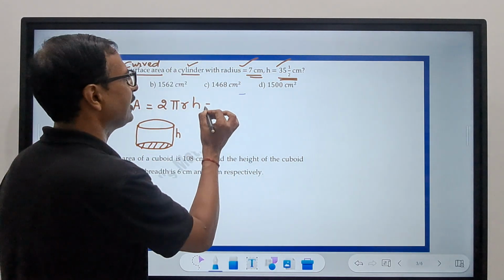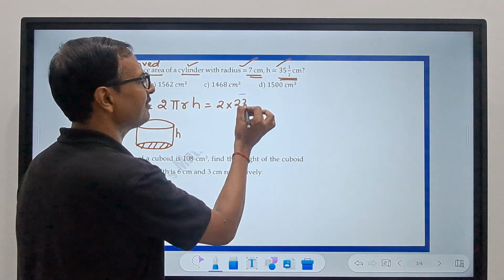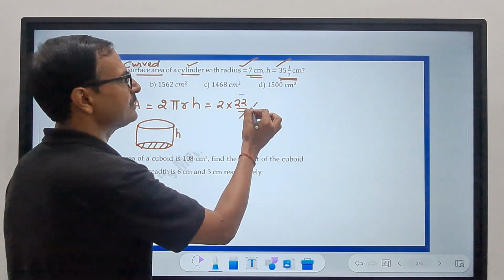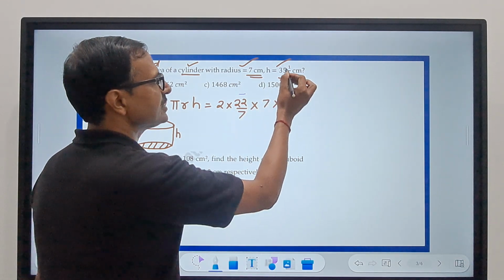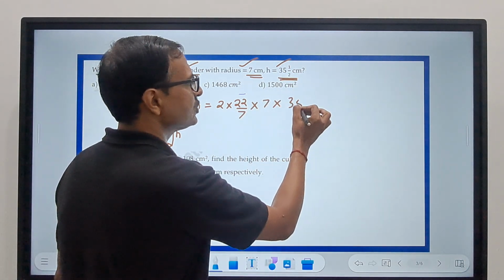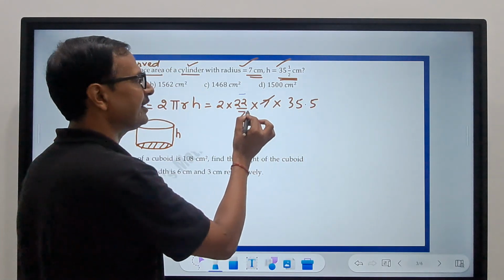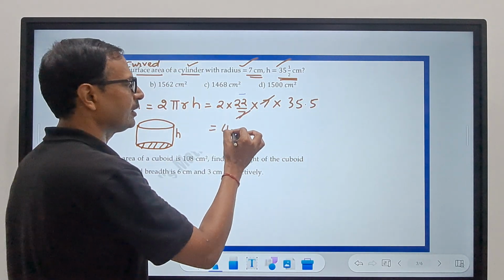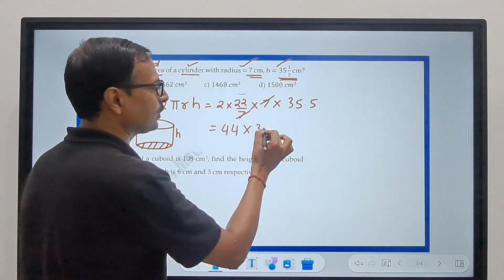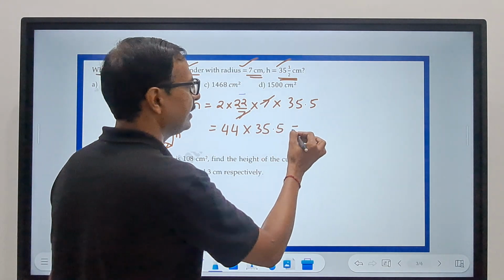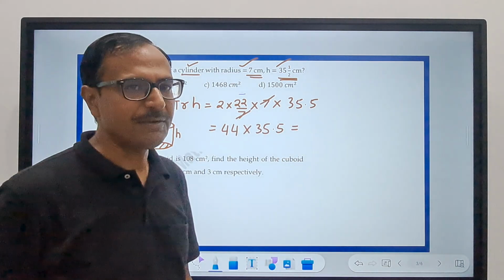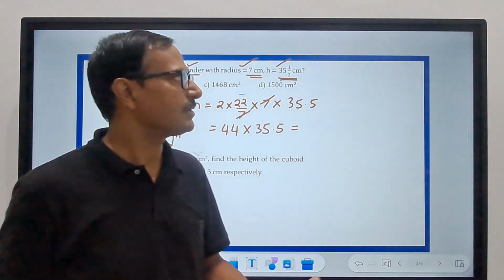Now let's put all the values here. 2 times 22 by 7, which is the value of pi, times radius, which is 7, and height, which is 35.5 here. So when you see 7 getting cancelled, all the more easier to calculate, because I just have to multiply 44 by 35.5 to get to my final answer.